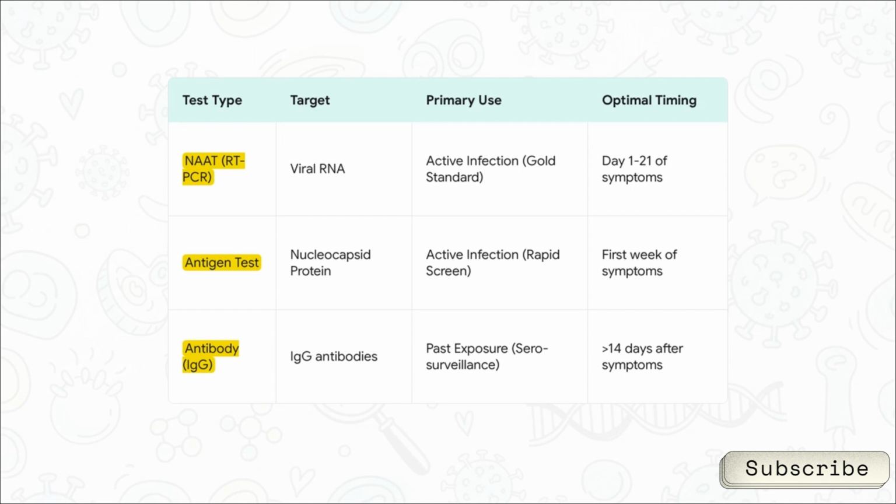This table is extremely high yield. You absolutely have to know the difference here. So NAAT, or RT-PCR, is the gold standard for diagnosing an active infection. Antigen tests, they're for rapid screening, usually in the first week of symptoms. And antibody tests look for past exposure. They tell you if a person was infected, not if they are currently infected.